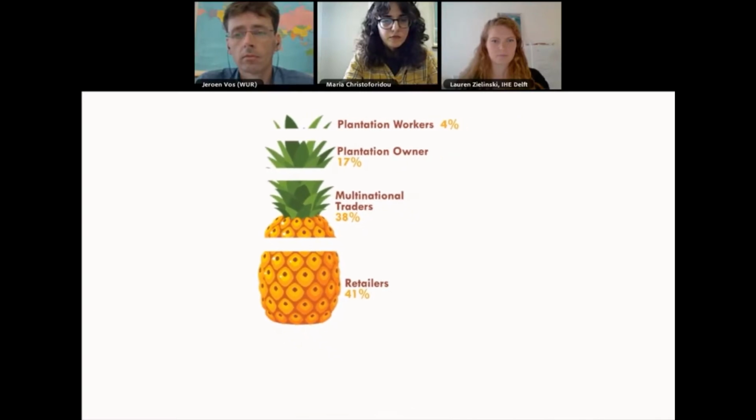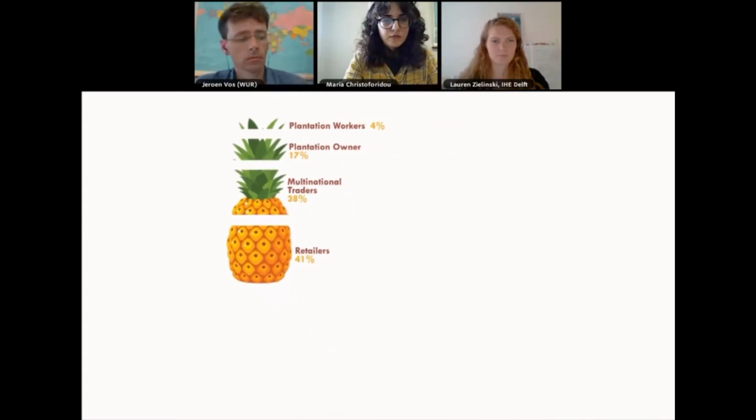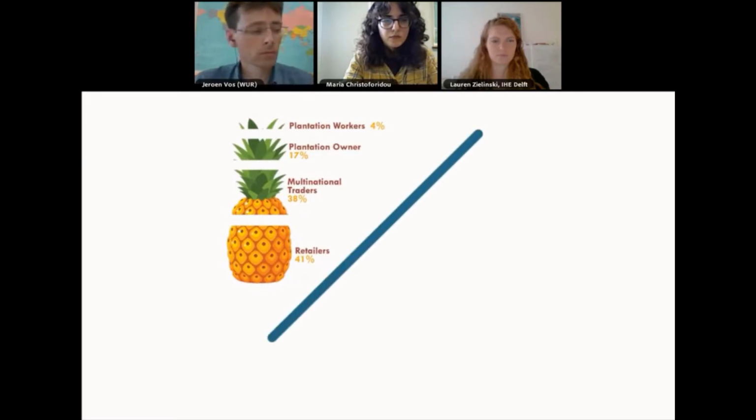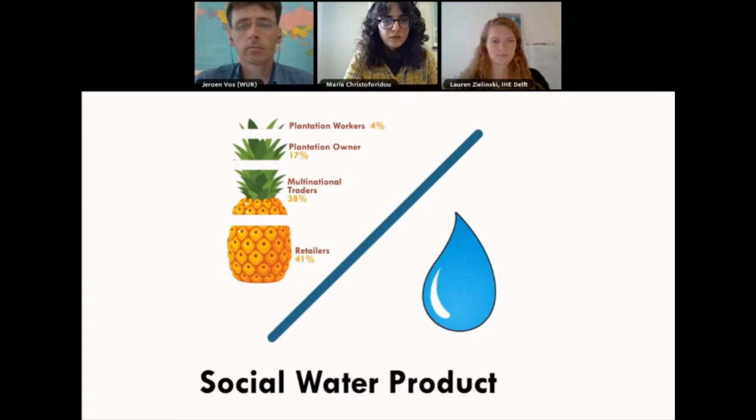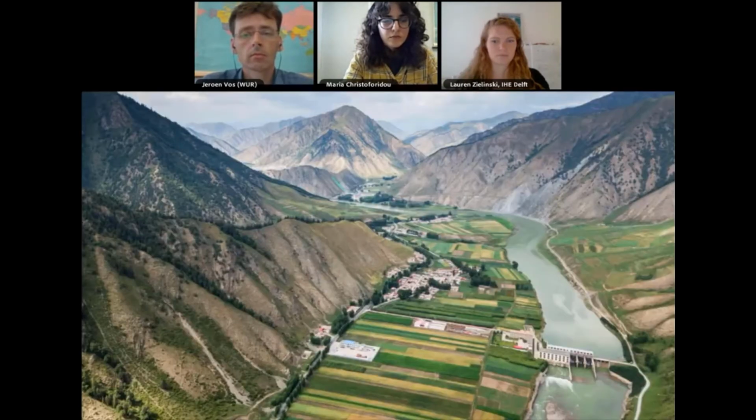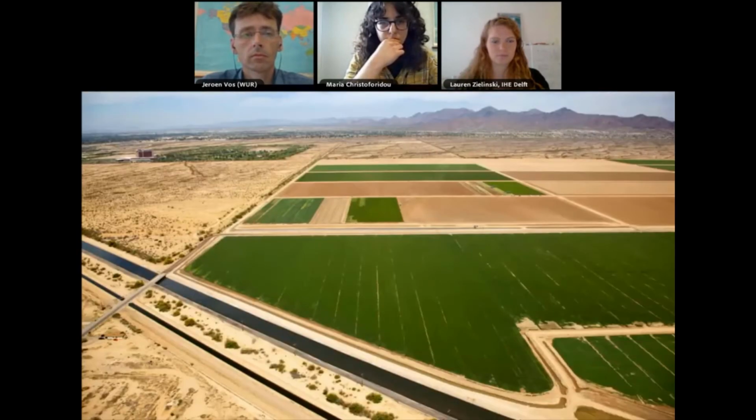Social water productivity is an idea that describes how equitable the distribution of value generated from agricultural output is, per unit volume of water used. Social water productivity can be used as a parameter for decision making when it comes to allocating the water available in a river basin or an irrigation scheme.